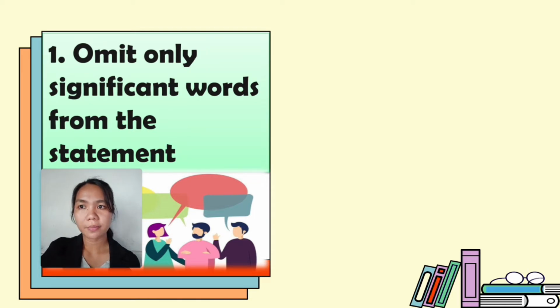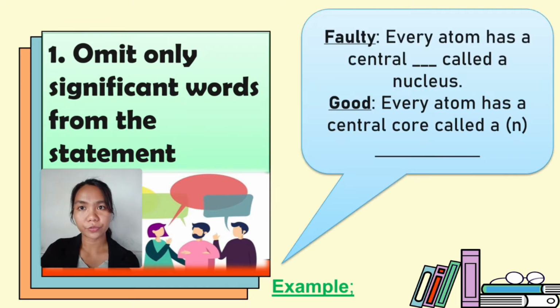So for example, in the first item, every atom has a central blank called a nucleus. In the second item, every atom has a central core called a blank. Why is item 1 considered a faulty structure and item 2 a good structure? It is faulty because in item number 1, the word core is not the significant word in the phrase. And the item is also prone to many and varied interpretations that will result in many possible answers from the students.